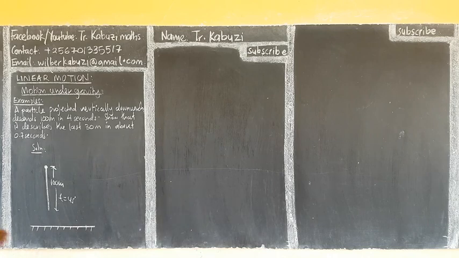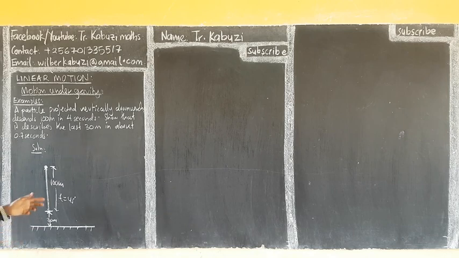Now they are asking me to show that it describes the last 30 meters. So I'm assuming from here up to here are the 30 meters they are talking about. From here up to here, I'm assuming it's 100. Now they are asking me, show that it describes the last 30 meters in 0.7 seconds.